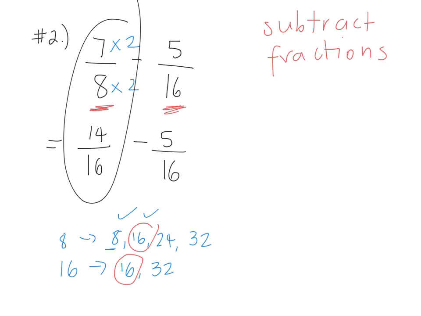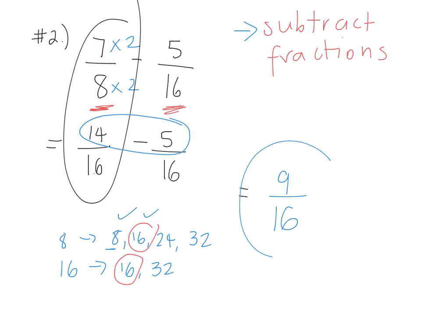The first step in subtracting fractions is to find a common denominator. Then the final step is to subtract only the numerators. 14 take away 5 is 9, so 9 over 16. Do we do 16 take away 16? No, because it's 14/16 take away 5/16, we're left with 9/16, and that's the final answer.